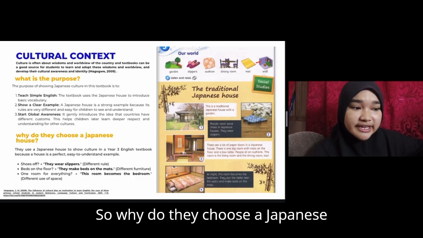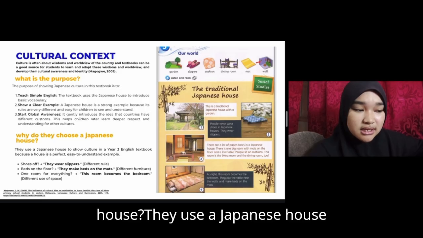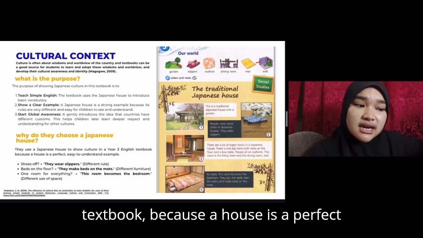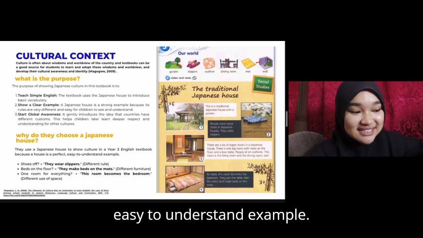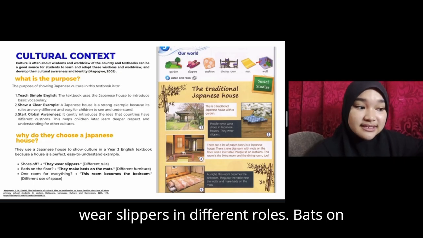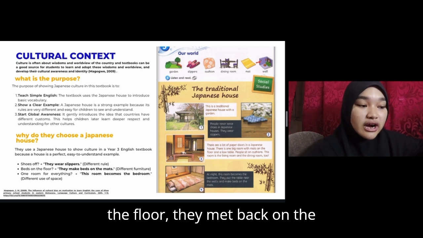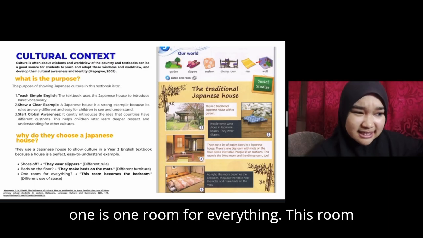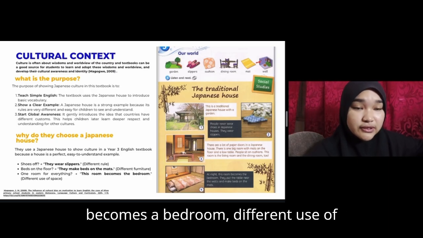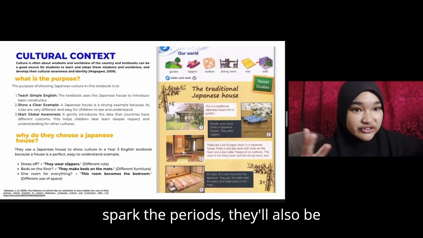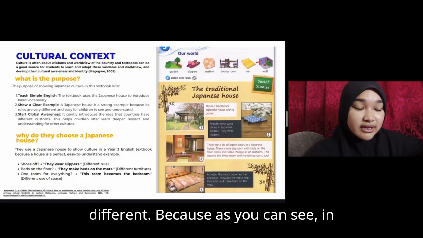So why do they choose a Japanese house? They use a Japanese house to show culture in a Year 3 English textbook because a house is a perfect, easy to understand example. So the first one is shoes off. They wear slippers, different rule. Beds on the floor, they make beds on the mats, different furniture. And the third one is one room for everything. This room becomes a bedroom, different use of place. This will not only spark curiosity, they also will be interested because they are very different.